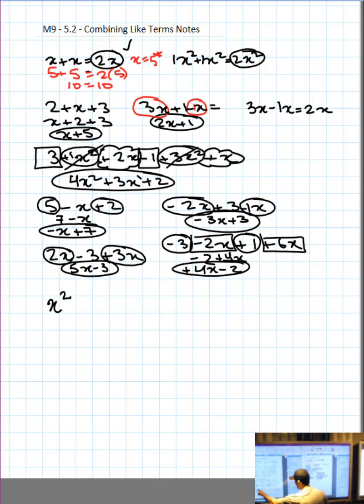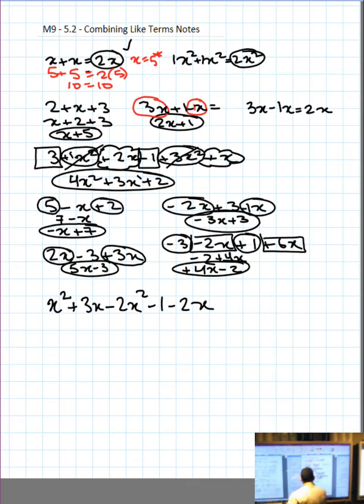I need to point to where I look, one of my boot camps. Plus 3x minus 2x squared minus 1 minus 2x. I print it, but it's bad for the environment.